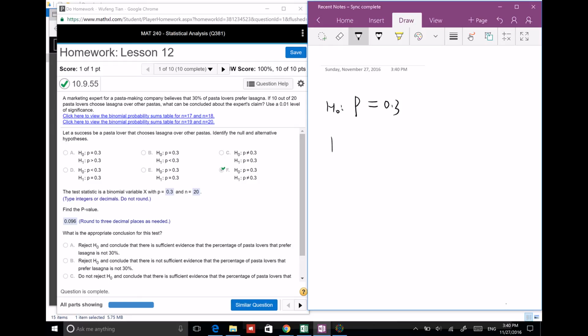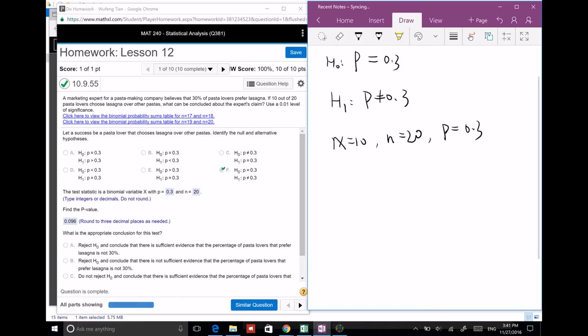So what do we have? The alternative hypothesis is P not equal to 0.3. We don't have less than or bigger than, so it's not equal. And they test a binomial variable. This is a small sample: X equals 10, N equals 20, and P equals 0.3. It's a small sample, so we use the binomial distribution.